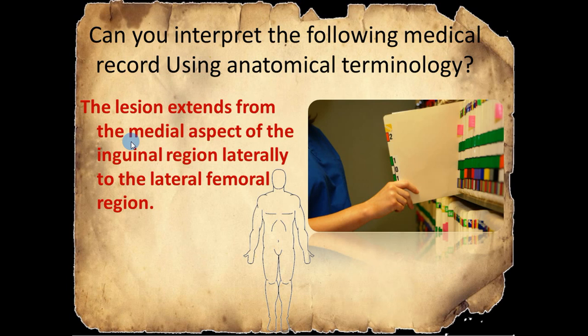So let's see if you can interpret the following medical record. The medical record said the lesion extends from the medial aspect of the inguinal region laterally to the lateral femoral region. So if you look back through the regions and look at the inguinal region, you'd see that the lesion extends from the medial part. What's that talking about? Medial means somewhere along the inside. And the inguinal region is in this region up here, above the femoral region, down near the pubic region. Right? And then it says laterally, so it's going outwards to the femoral region. So it's coming over and outwards.